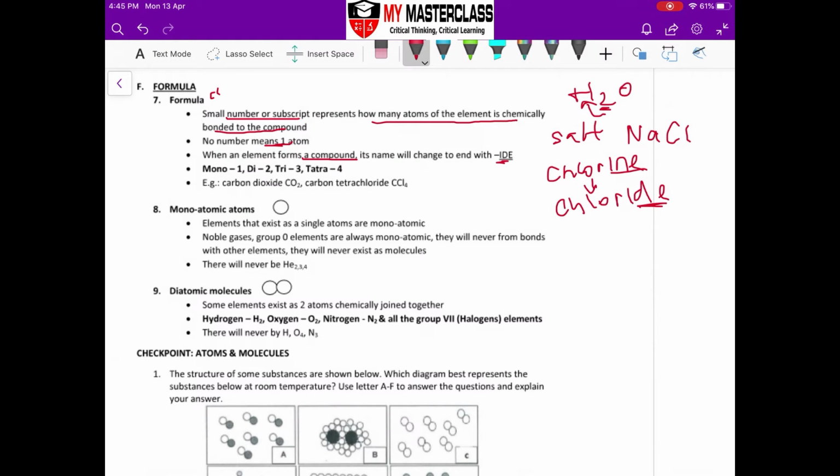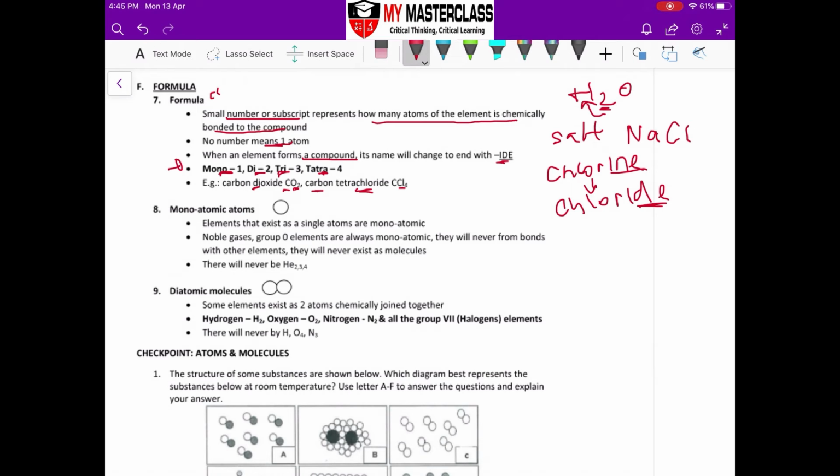So over here, when we name some of the compounds, mono means 1 atom, di means 2, tri means 3, and tetra, T-E-T-R-A, means 4. A common example is carbon dioxide. So carbon, just 1, and then di means 2 atoms of the element oxygen. So carbon dioxide is CO2. Another example, carbon tetrachloride. Tetra means 4, so it means carbon bonded to 4 chlorine atoms.